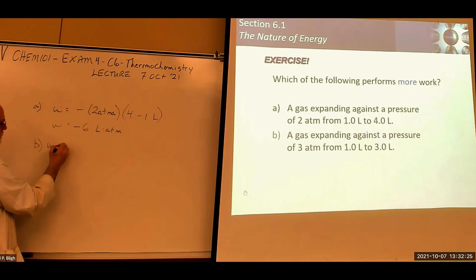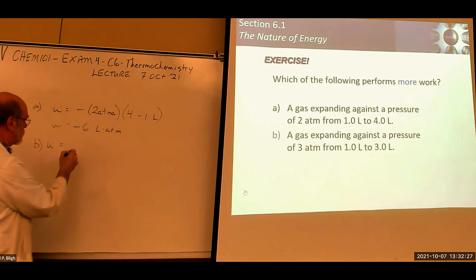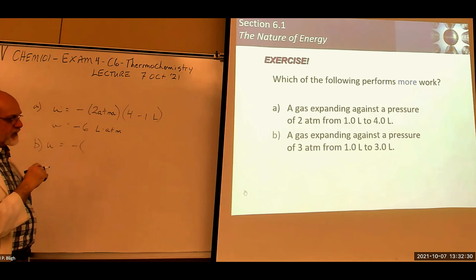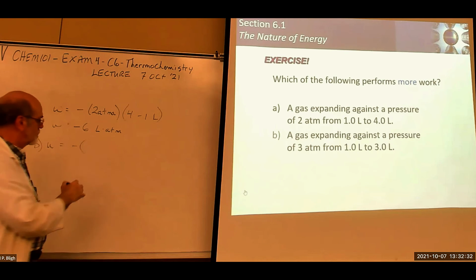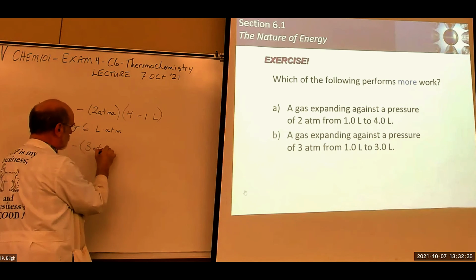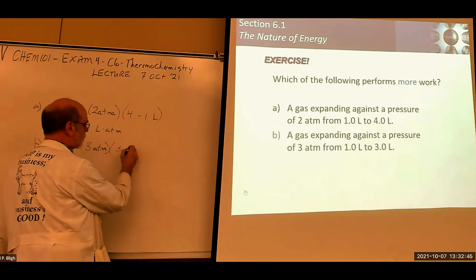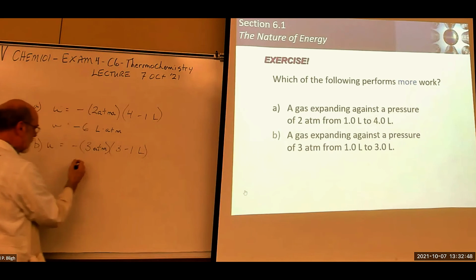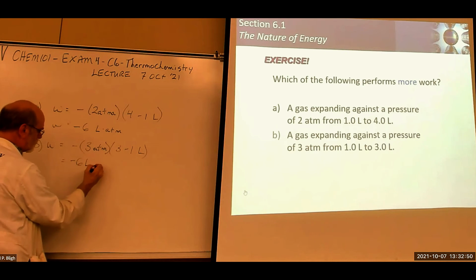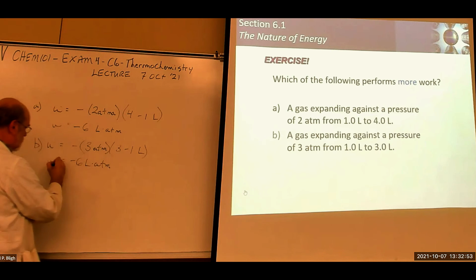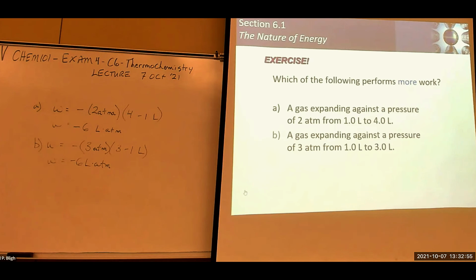How about for the second one? Now let's say you've got a negative, and then pressure is 3 atmospheres. And what's the final volume? 3 liters. Initial volume is 1. So the difference is 2. So 2 times 3 is 6. Lo and behold, same amount of work has been performed by the system on its surroundings.